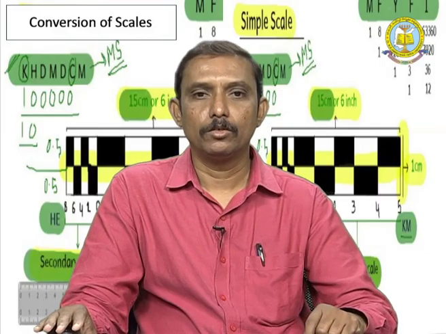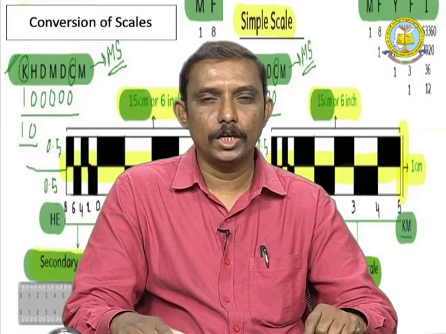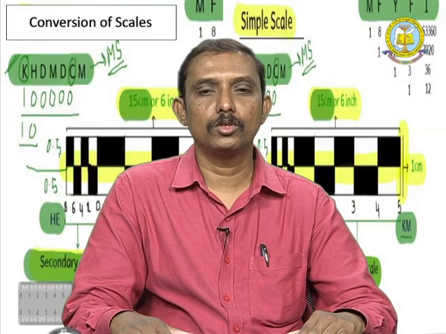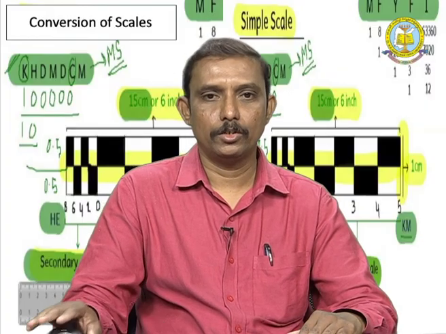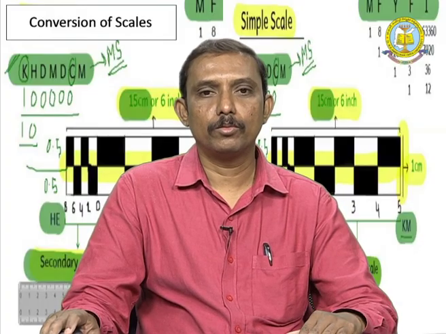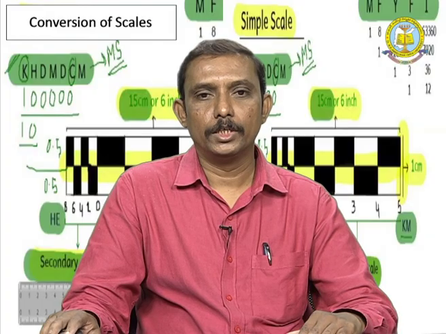Finally, the scale of the map will look like this. There is a given title, the title will be the simple scale, the RF value, and what measurements you have shown, kilometers and hectometers. This is the scale. Okay. This is the construction of a simple scale in the metric system.